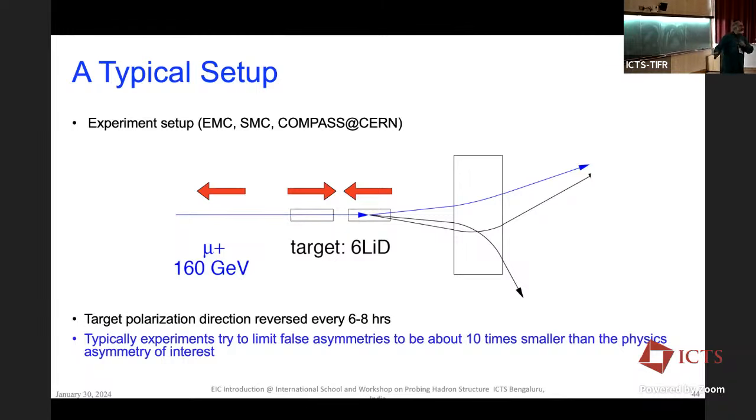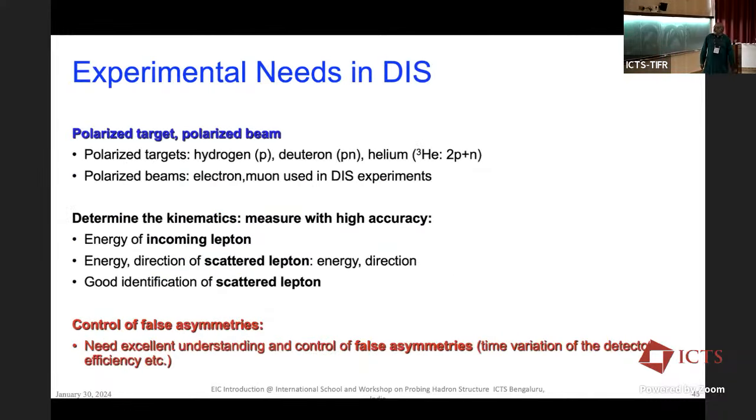But remember this, in the fixed target experiments, we would do it every 6 to 8 hours because the motion from here to there would take about 20 minutes to half an hour. So that was my dead time. I couldn't take data. But that was the best we could do at that time. I will bring this point up again a little later, so remember this point.